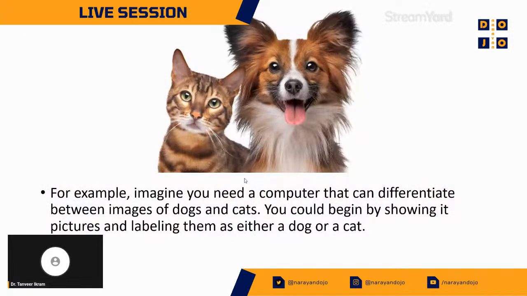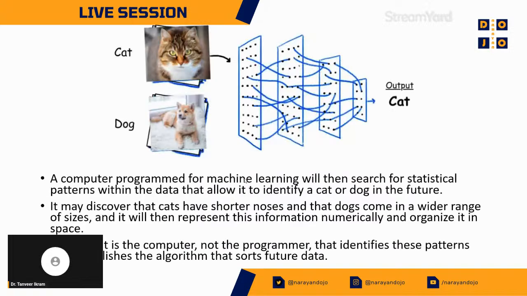Okay, another example of how we can identify things. For example, imagine you need a computer that can differentiate between images of dogs and cats. In college, a lot of students do projects to identify the difference between a cat and a dog. You could design it by showing it pictures and labeling them as either a dog or a cat. So suppose you have two images, a dog and a cat, and you develop a project where you can identify through machine learning which one is a cat and which one is a dog, and after that you can put a label over them. Okay, this is a cat and this is a dog. The computer will be able to identify and give you the name.